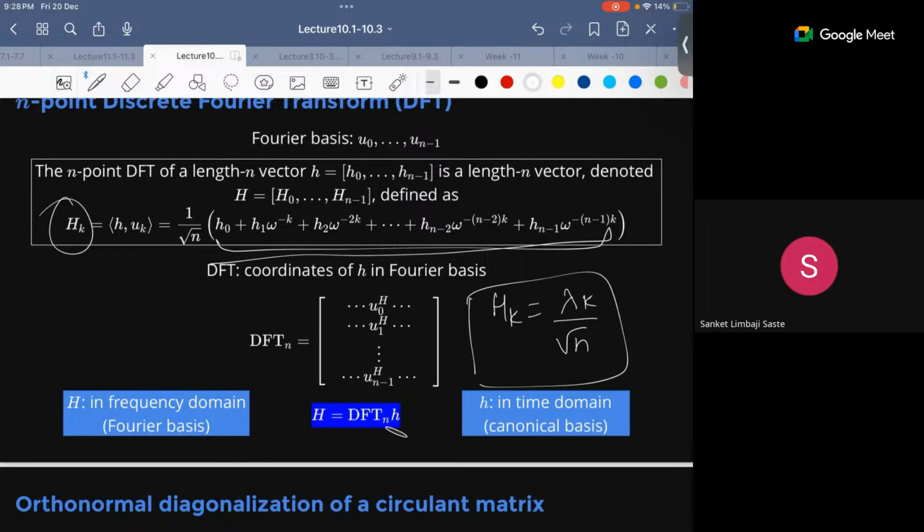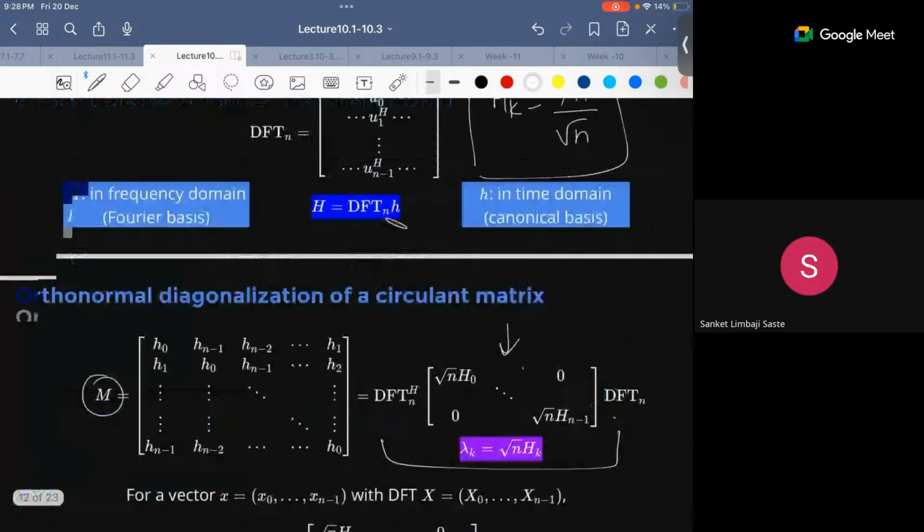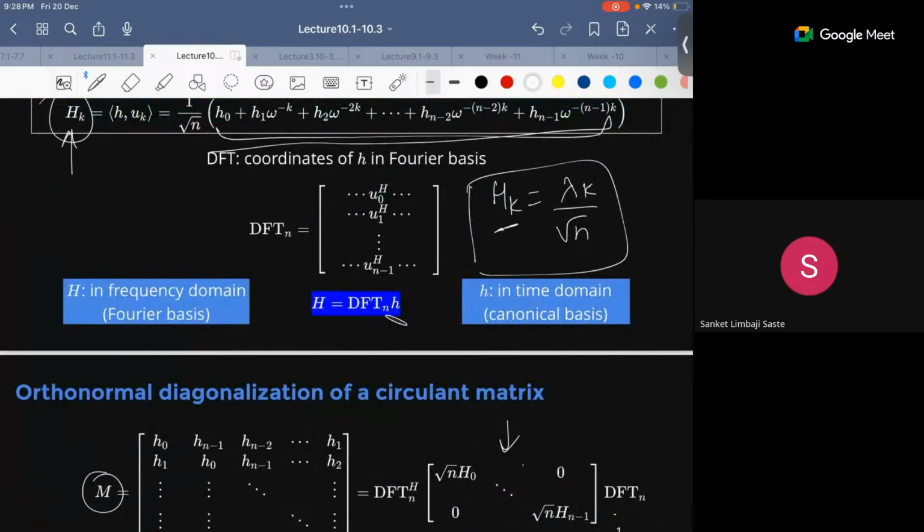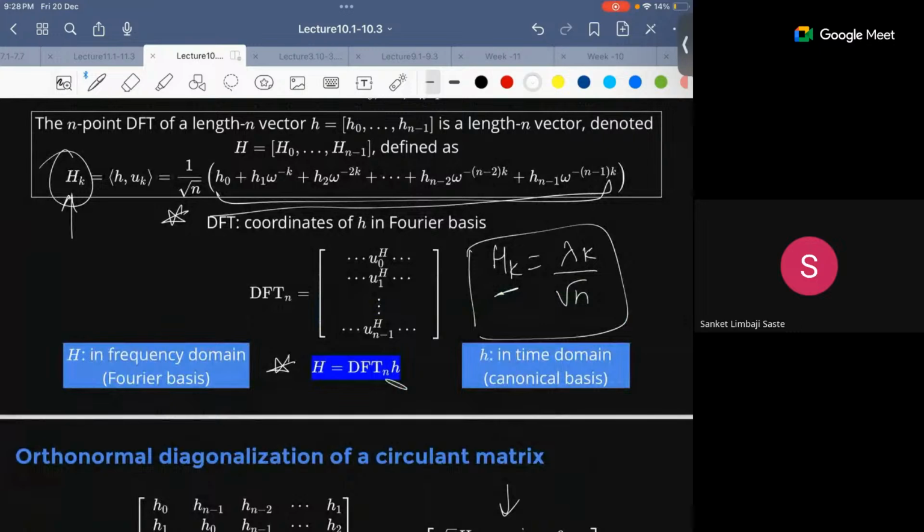If you have been asked to calculate the coordinate of small h, or the capital H, what will you do? If you have the lambda_k, just divide by the root of n. Or if you have the H_k, from there also you can calculate lambda_k. So this is an important thing that you must know. This is also very important. So from this week, this will be asked. Mostly this will be asked.